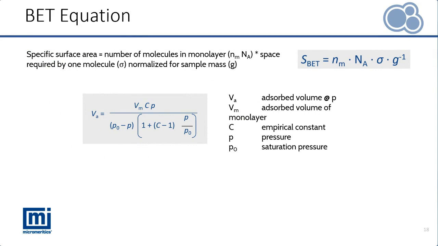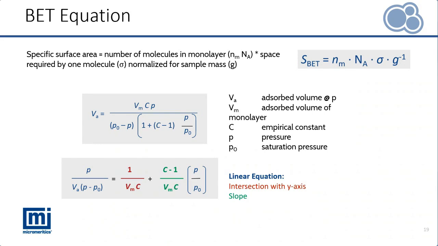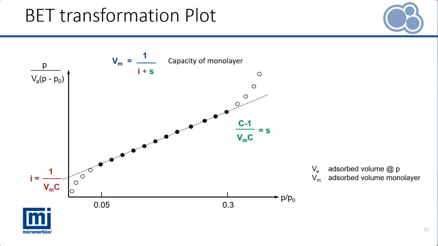To calculate the surface area, we need to use the adsorption data to determine the amount adsorbed in a statistical monolayer. The BET equation describes the volume adsorbed, VA, as shown here, as a function of pressure, volume adsorbed in a monolayer, and the empirical constant C. The equation can be transformed into a linear form, and now we can see nicely that by knowing the adsorbed volume VA at the related relative pressures from our analysis data, the monolayer capacity VM and C can be calculated from the intersection with the y-axis and the slope of the fitted data. The corresponding graph is called the BET transformation plot.